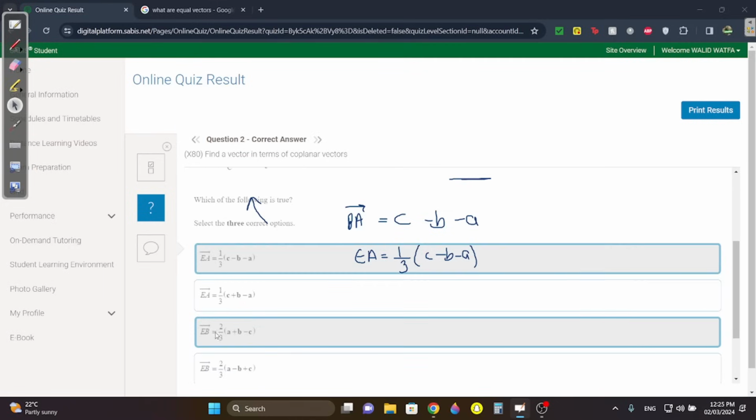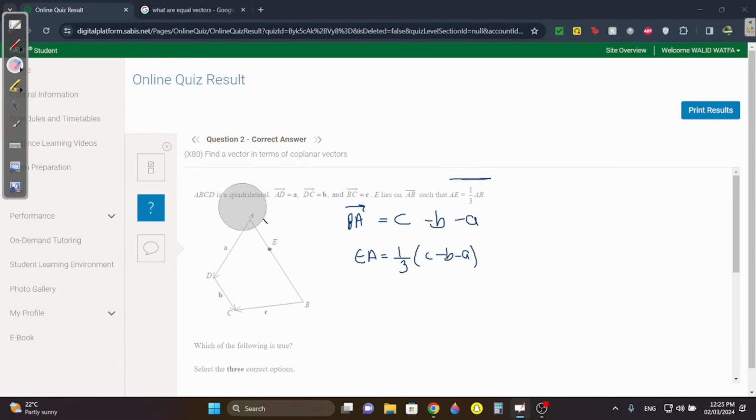Now let's solve for EB. EB is 2 over 3, right? If this is 1 over 3, then this is 2 over 3. But EB now is 2 over 3 of AB. So that's why I told you you should find AB at the start. So BA is C minus B minus A.